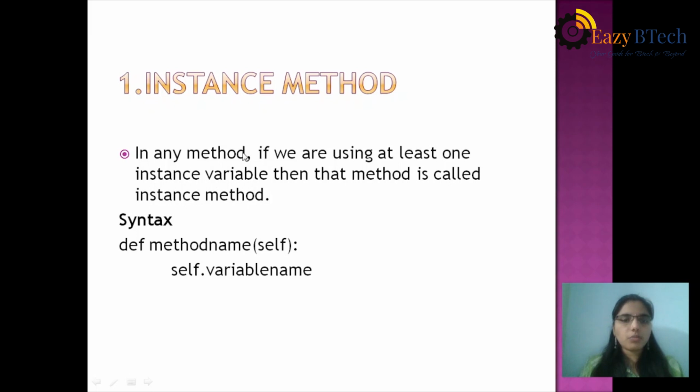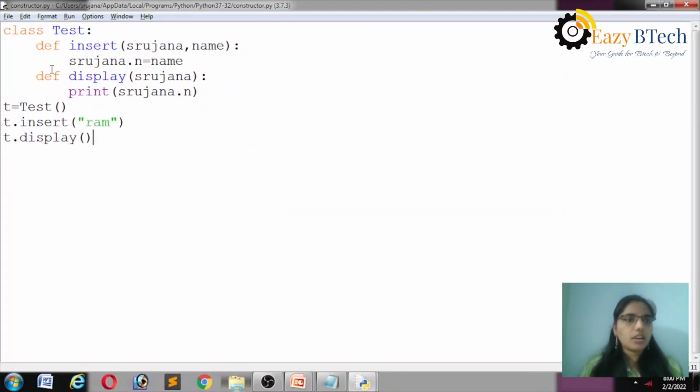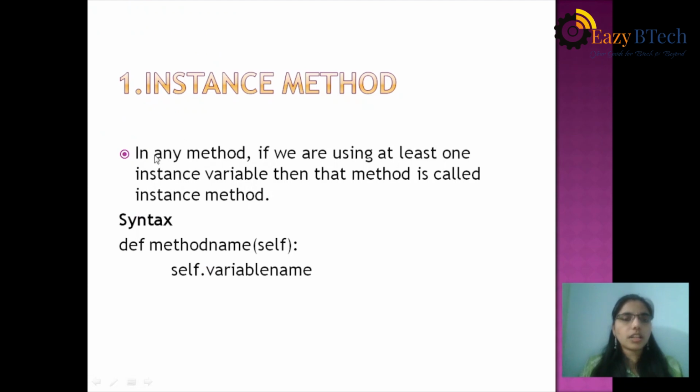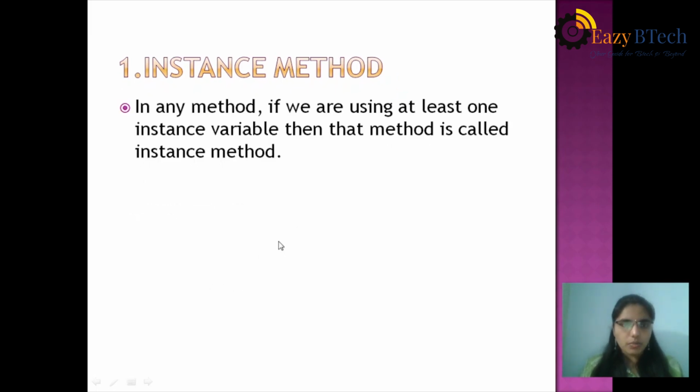In previous examples, I was telling some method examples. All these methods are considered instance methods. In any method, if we are using at least one instance variable, then that method is called an instance method. What is the syntax of an instance method? def, method name. def is a keyword, then the method name, and self dot variable. This is about instance methods.